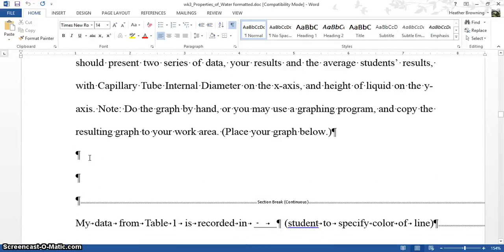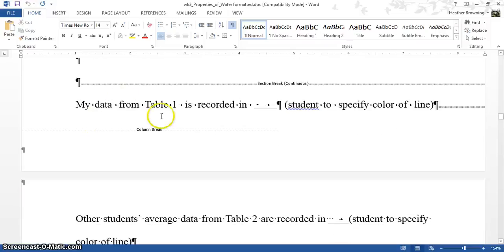And then we make a graph, take a picture, whatever it looks like. And then from my data, the data is recorded in a different line of somebody else's, okay?